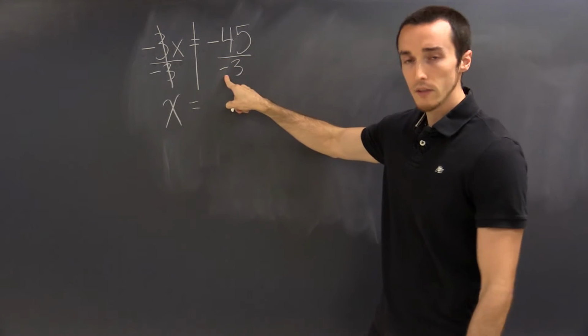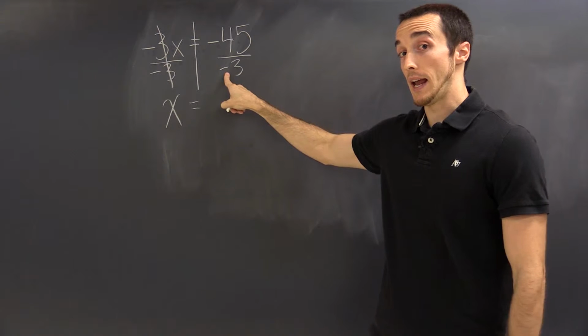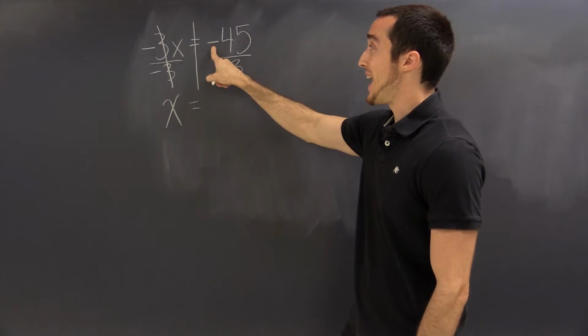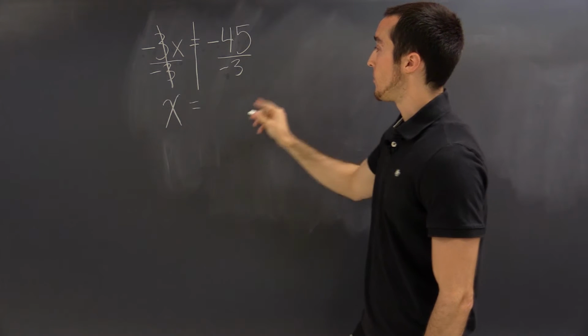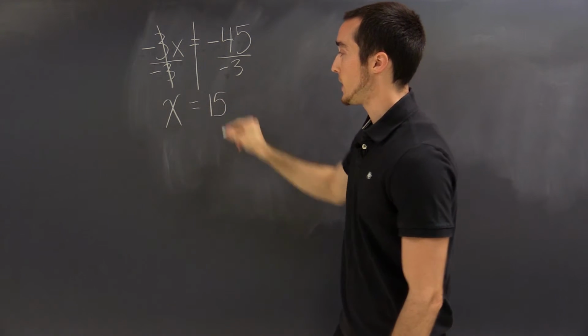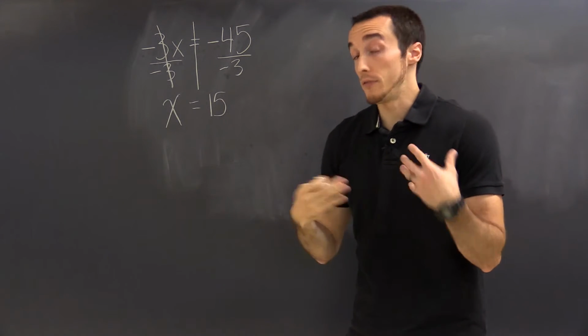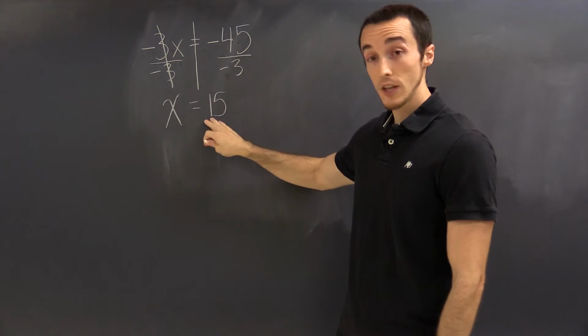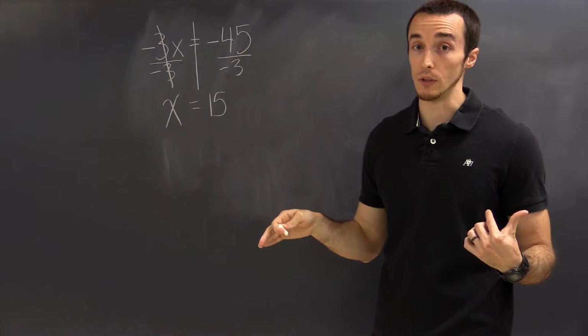And then we've got to either get a calculator or do this in our head. -45 divided by -3. Now don't forget, a negative divided by a negative is a positive. 45 divided by 3 is 15. Here's my final answer. I think that that's right. If this is a quiz or a test, I'm going to check myself, plug this number back in, and make sure that it actually works.